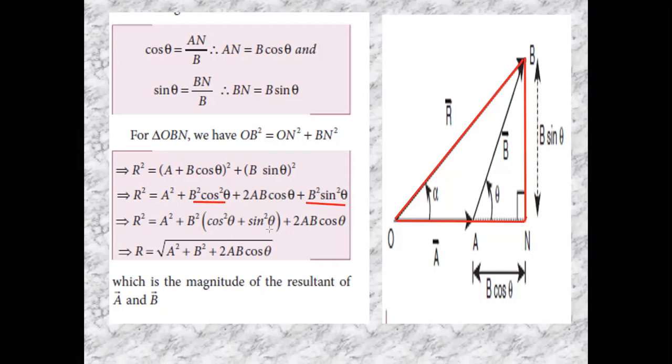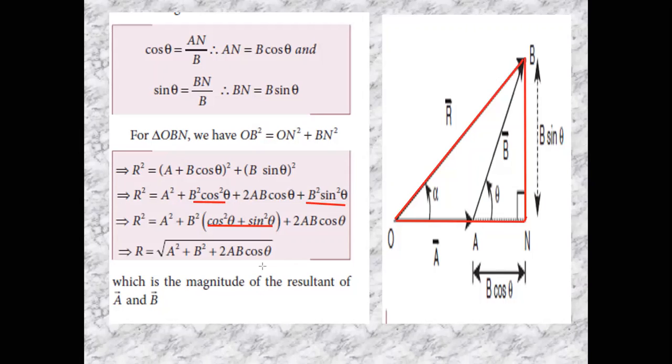What is cos square theta plus sin square theta? According to the trigonometric formula, cos square theta plus sin square theta is equal to 1. So R square is equal to A square plus B square plus 2AB cos theta. So what is R? R is the root of A square plus B square plus 2AB cos theta. This will give you the resultant value.